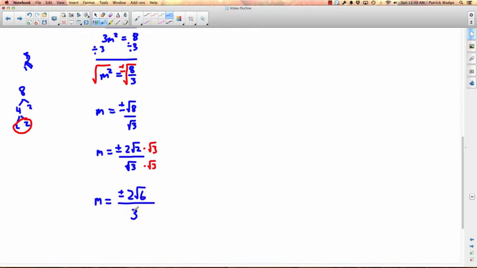Can we simplify this 6 and this 3, cross them out? No, because this one's in a radical and this one's not in a radical. In order to simplify them, they either have to be both in a radical or both outside a radical. These numbers are both outside a radical, but you can't simplify them. So this is it. This is your answer. Plus or minus 2 root 6 over 3. Two answers, right? 2 root 6 over 3 is one answer. Negative 2 root 6 over 3 is the other answer.